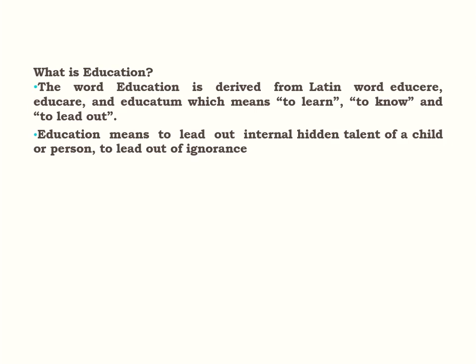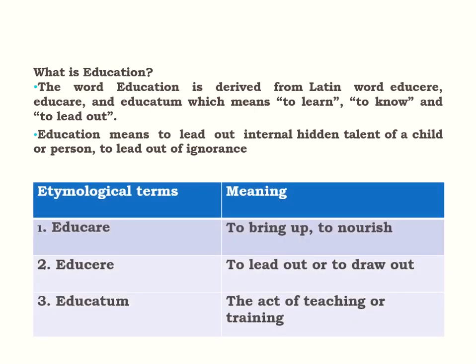So, when you are educated, you learn. You learn to learn. You learn to know. And you learn to lead out, to lead people out of ignorance. So education means to lead out internal hidden talent of a child or person, to lead out of ignorance. So that is what education is about. That is what has been explained there.